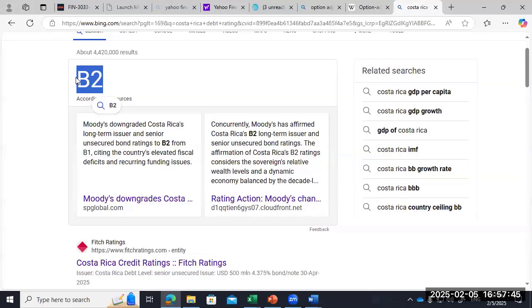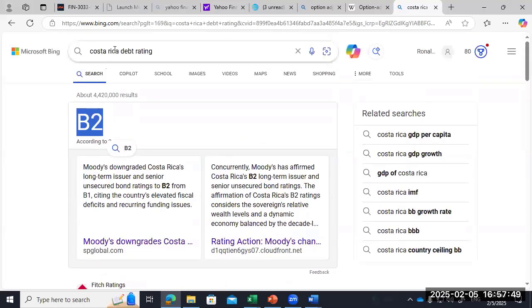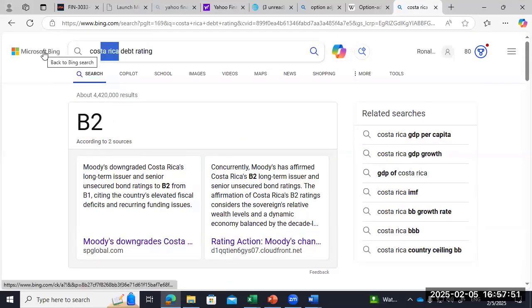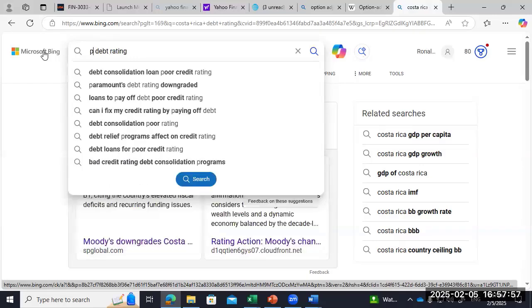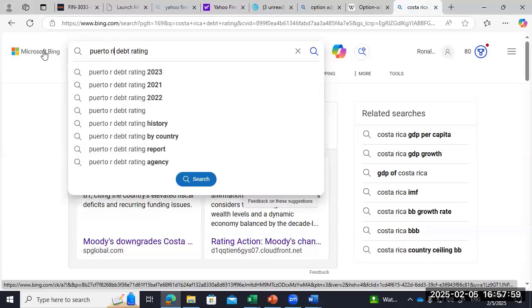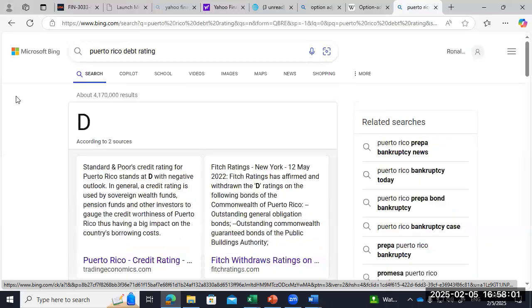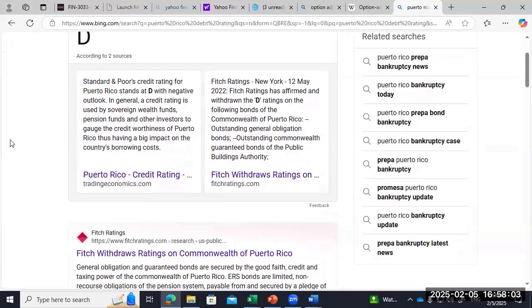Why is Costa Rica's debt so lowly rated? You have to kind of see. You can look at Puerto Rico to talk about an area that got hit by Maria. It has had some serious issues. So is that a low rating? Pretty low rating, kind of understandable, right? They got hit with everything.